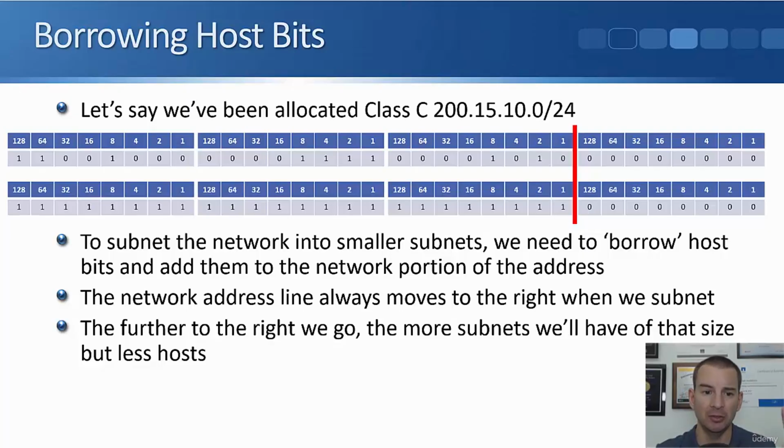So to do our subnetting, to divide that network into smaller subnets, we need to borrow some host bits and add them to the network portion of the address. So we're going to move the line that separates the network portion of the address and the host portion further over to the right. We're going to take some of our host addresses away and give them to the network portion of the address. When we do subnetting, the line always moves to the right. And the further to the right we go, the more subnets that we're going to have, but the fewer hosts we'll have on each subnet.